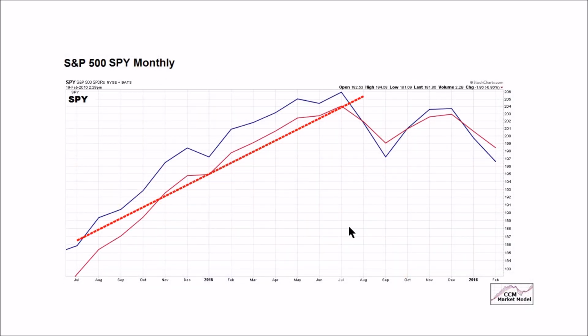Friday the 19th at 2:29 p.m. This is our monthly SPY chart.